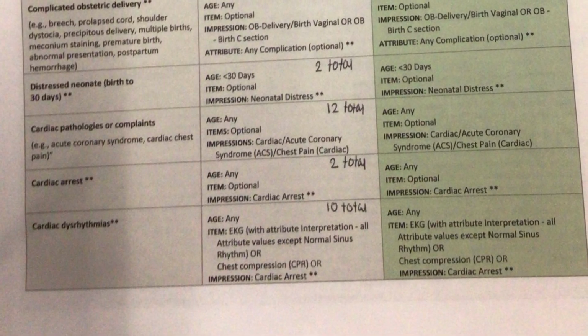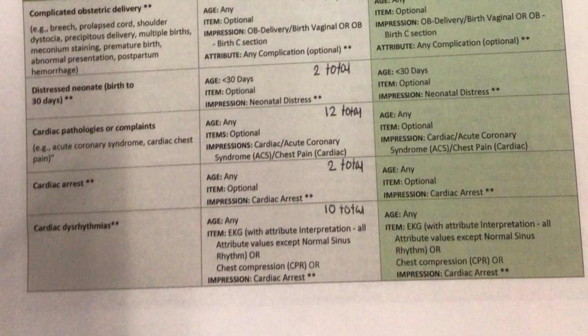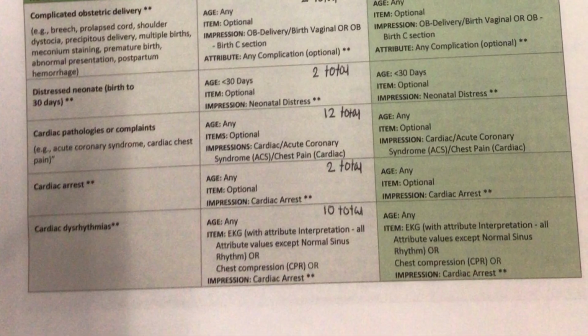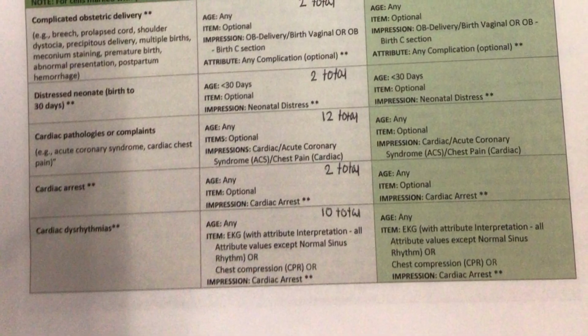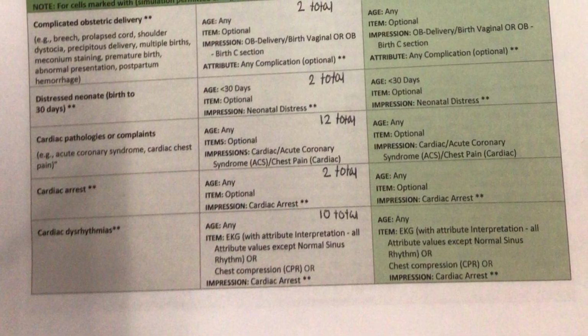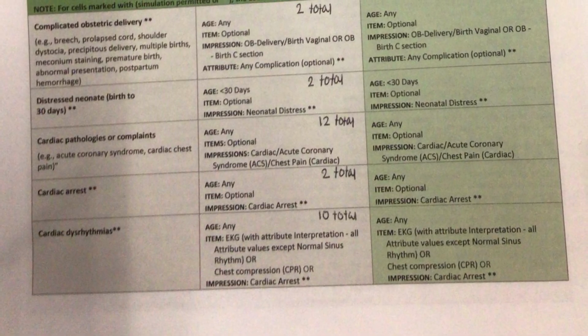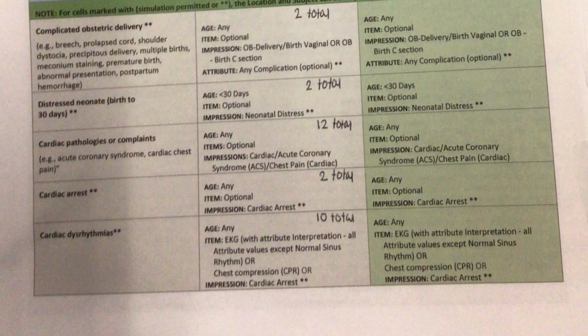And I know from the time of doing cardiology from January all the way down to March, we've had at least 10, whether you had a pace, whether they were bradycardic, whether they were tachycardic, anything other than normal sinus rhythm counts as a dysrhythmia. So for those, it wouldn't be under impression. You'd put an item, EKG with attribute interpretation, all attribute values except normal sinus rhythm.